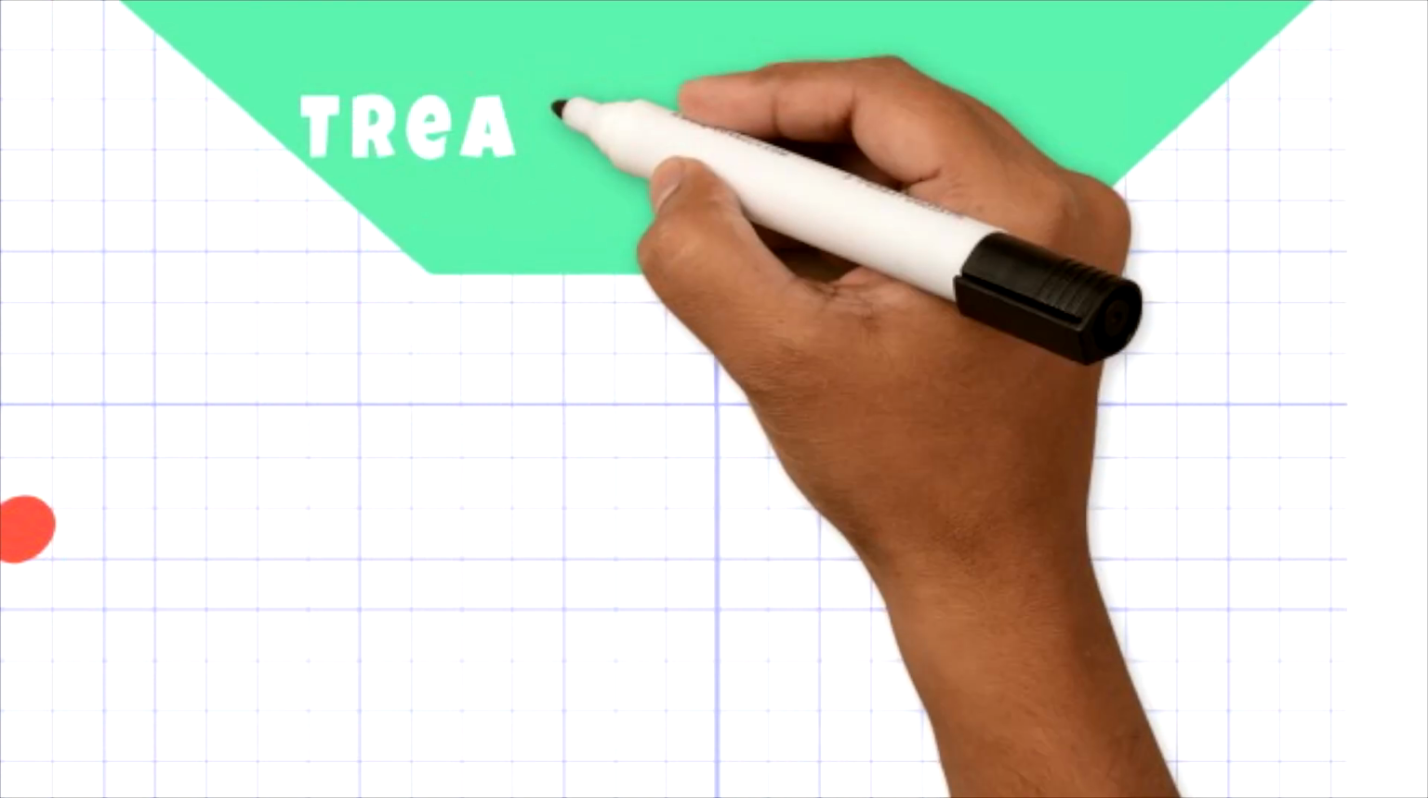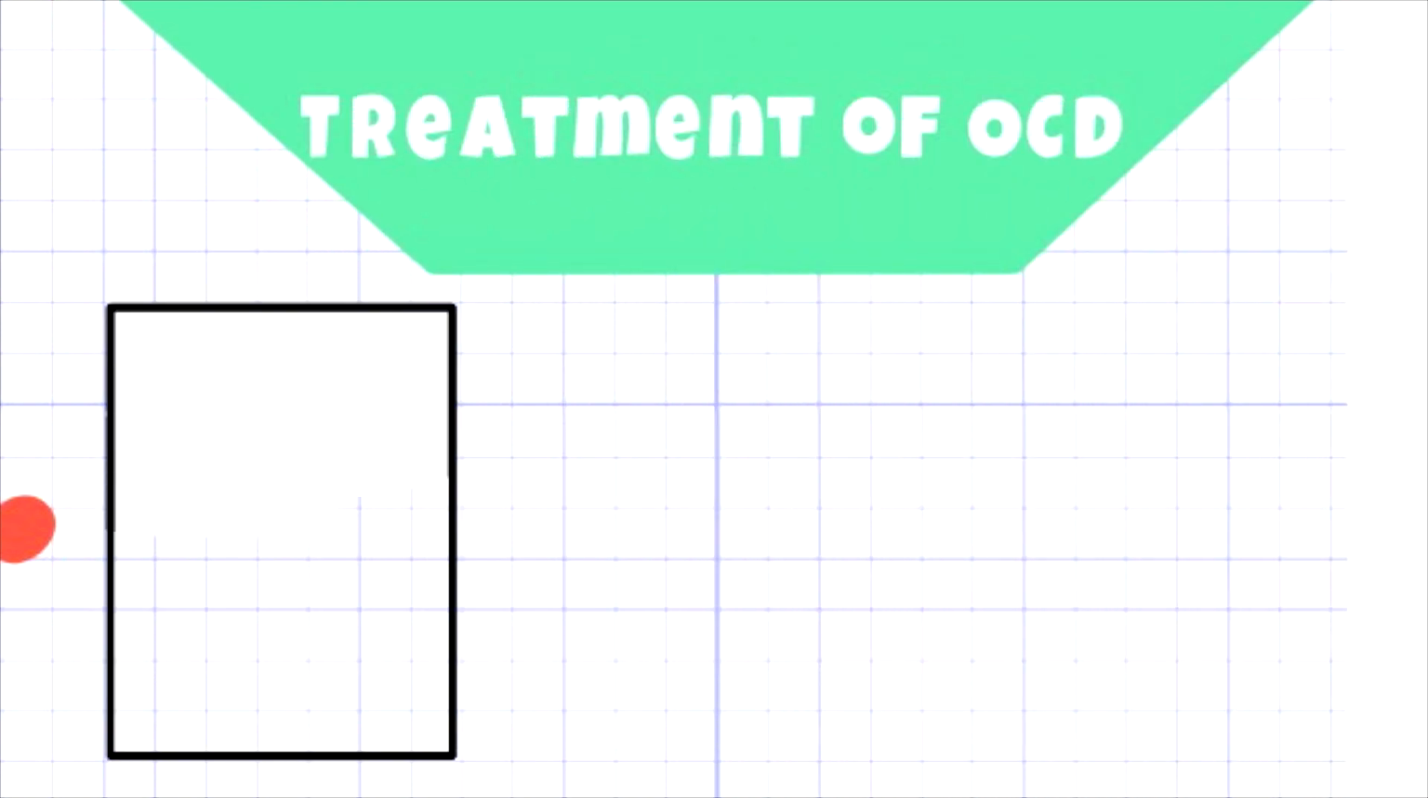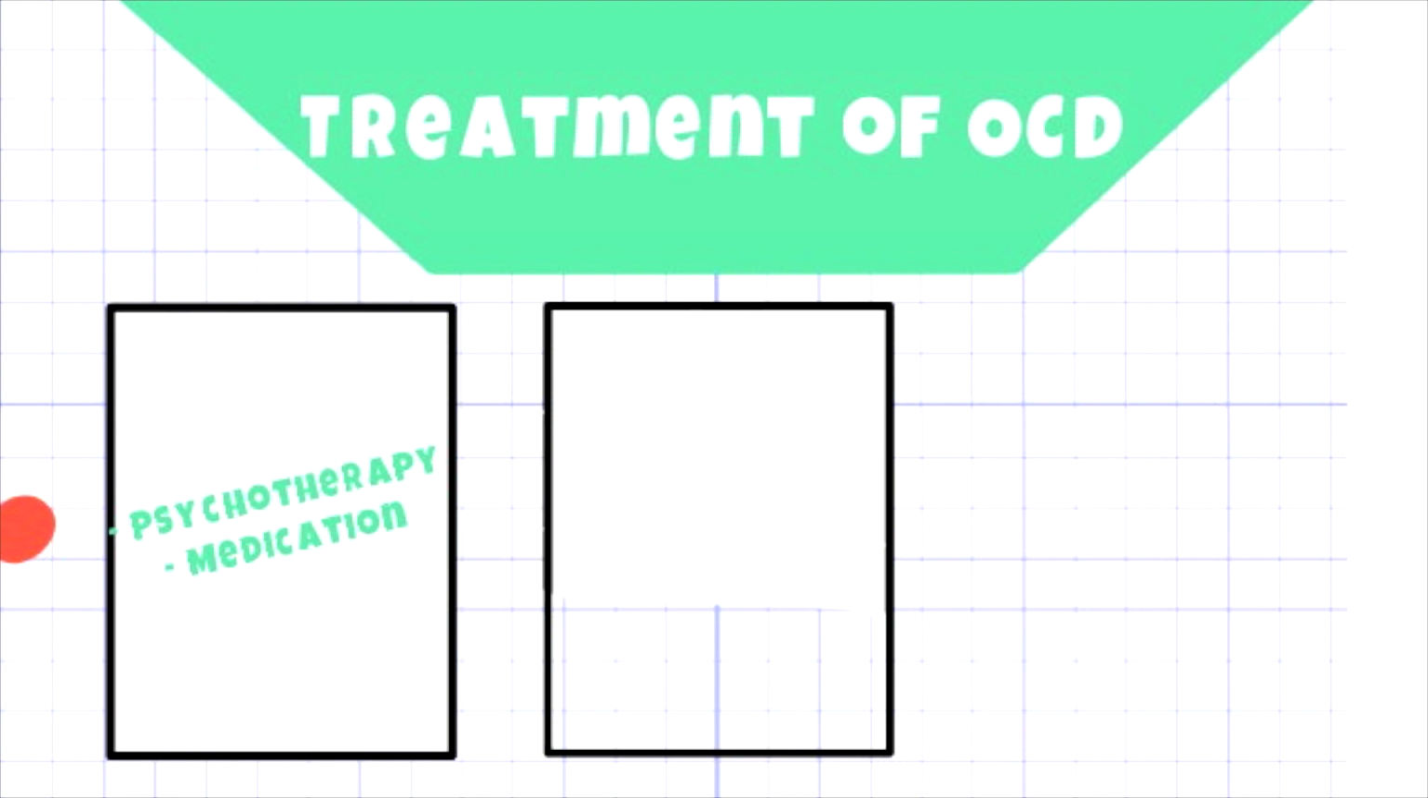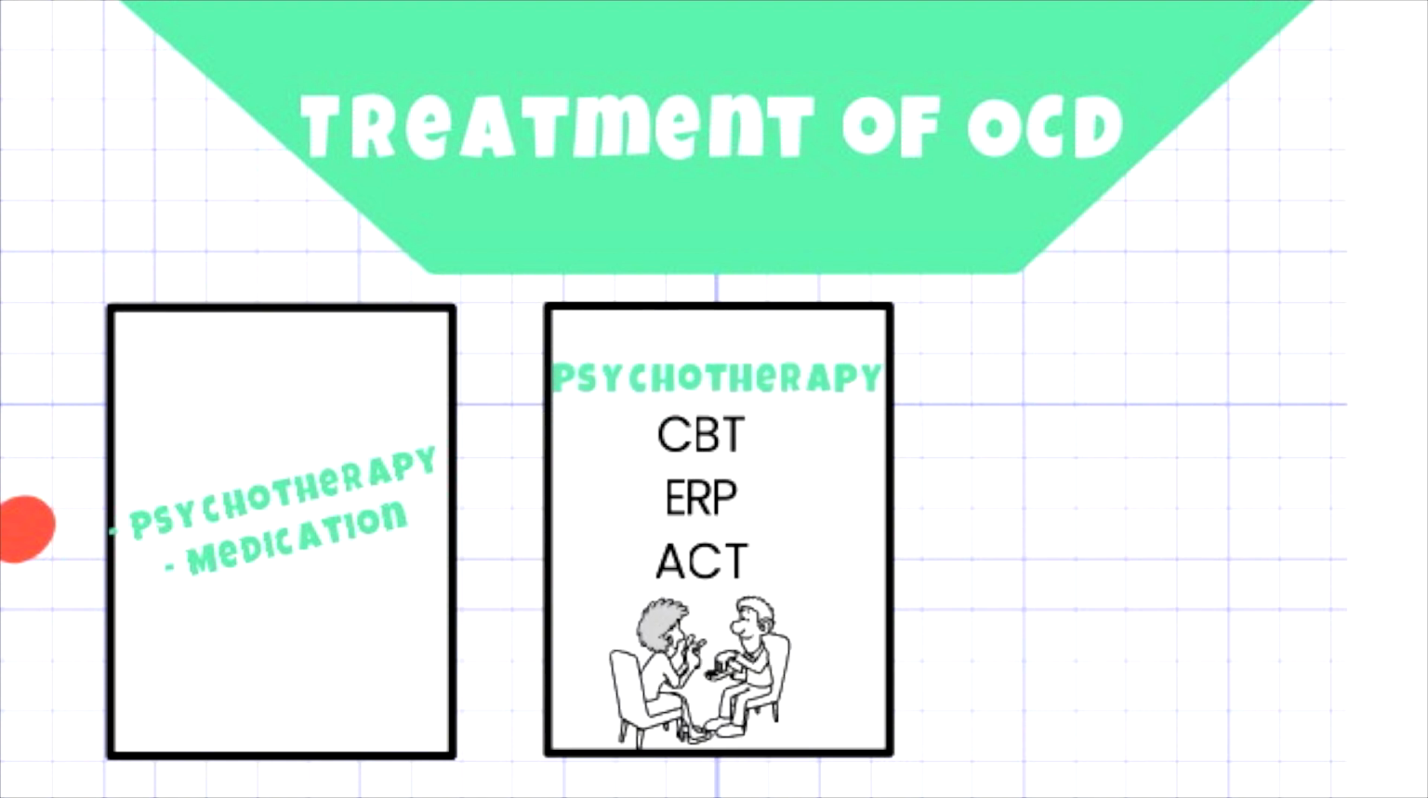The treatment of OCD includes psychotherapy and medication. The psychotherapy includes cognitive behavioral therapy, CBT, exposure and response prevention, ERP, and acceptance and commitment therapy, ACT. In cognitive behavioral therapy, a therapist will help you examine and understand your thoughts and emotions, and over several sessions, they can help alter harmful thoughts and stop negative habits, and they will help you in replacing them with healthier ways to cope.